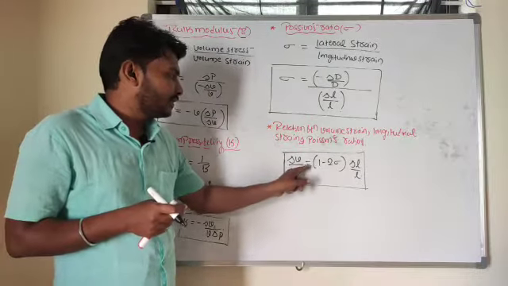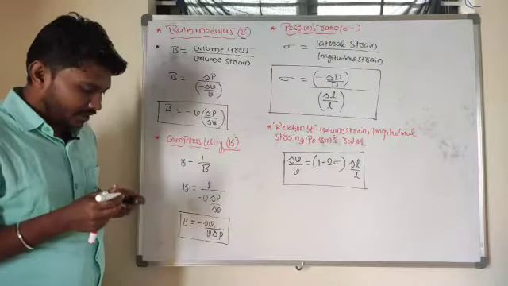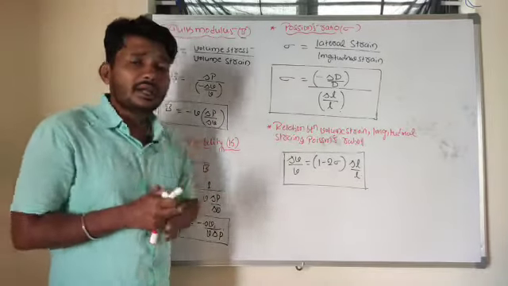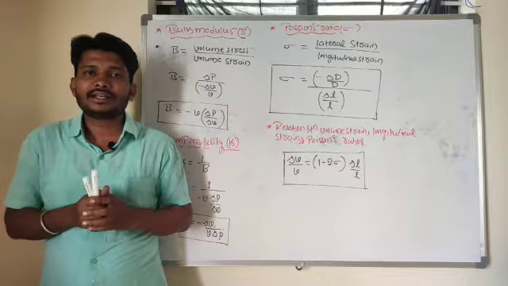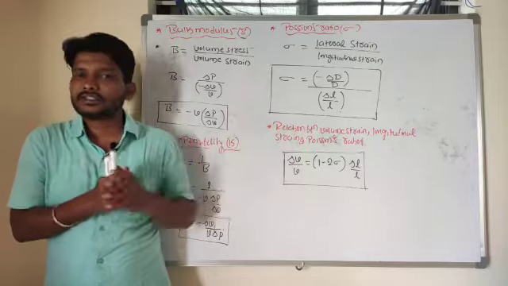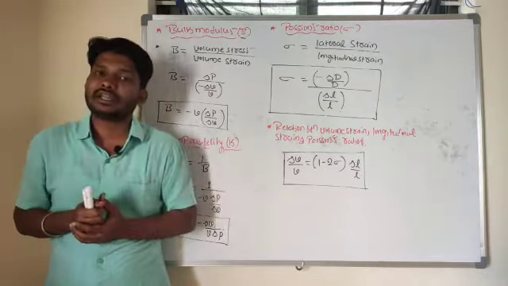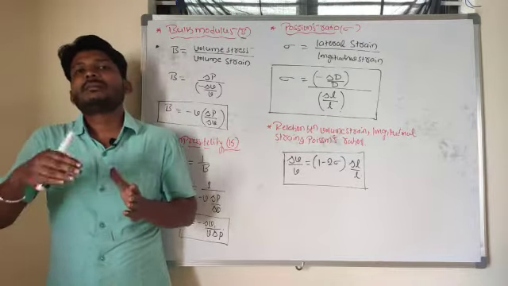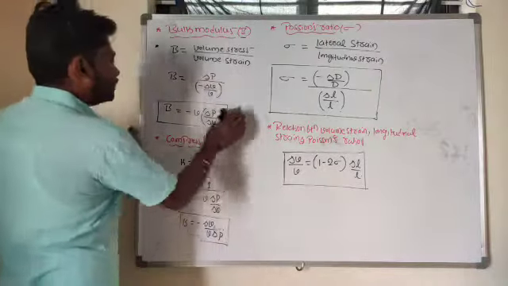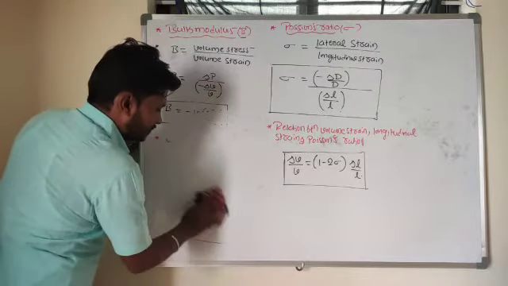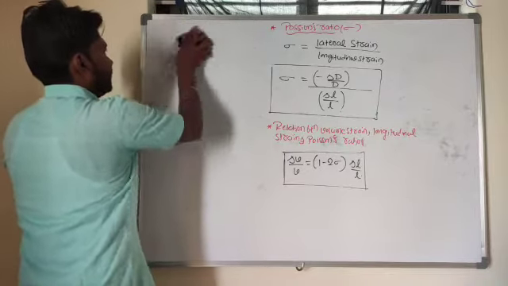Delta V by V is equal to 1 minus 2 sigma into delta L divided by L here. Now let me understand that. In the case of energy, we can consider the energy stored in a spring. So the mathematical expression for energy stored in a spring I need to consider. We will consider the energy stored per unit volume. Let me consider the mathematical expression for energy stored in the case of a spring.